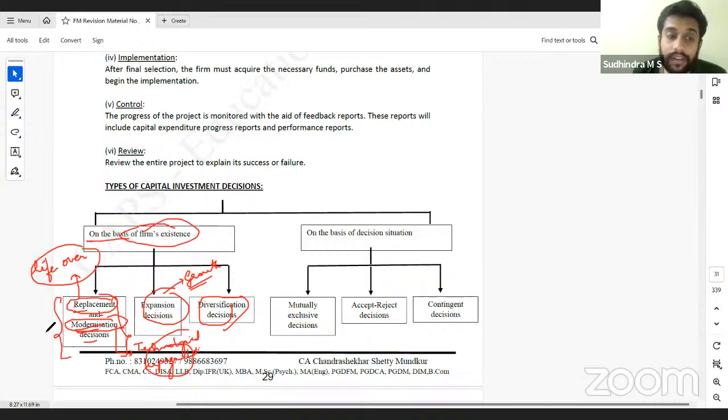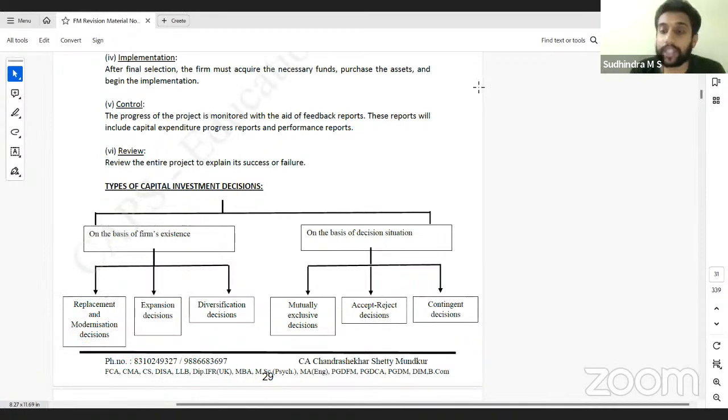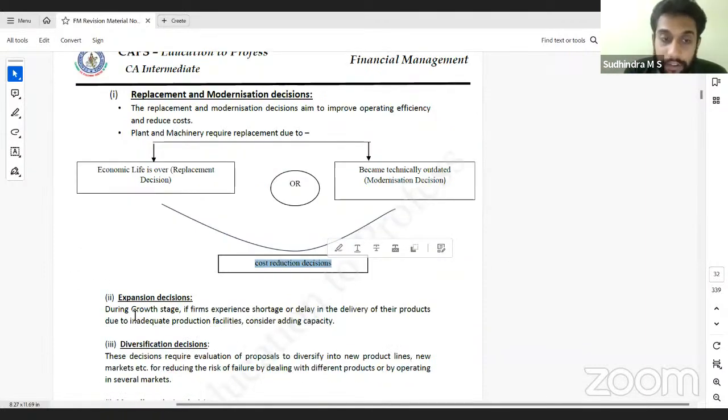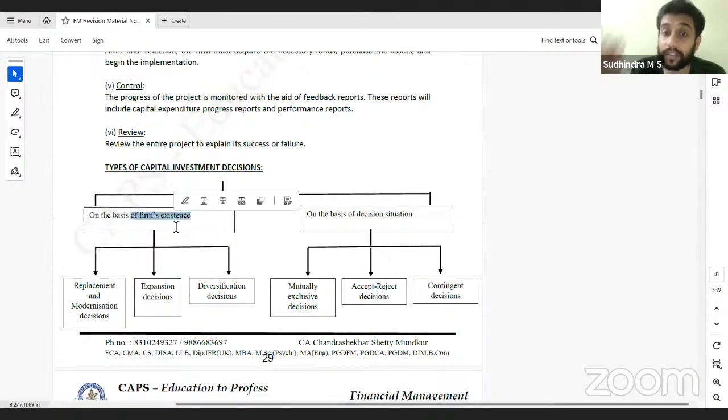Here, replacement and modernization decision, both put together, is called cost reduction decision. Why cost reduction decision? Because in that, we focus on that particular machinery which will help us to reduce the cost. Replacement and modernization decision aims to improve the operational efficiency and reduce the cost. Plant and machinery require replacement due to economic life being over, replacement decision, or becomes technically outdated, modernization decision. So both put together are called cost reduction decision. Expansion is during growth stage, and diversification is to diversify into new product lines. This is based on the firm's existence.